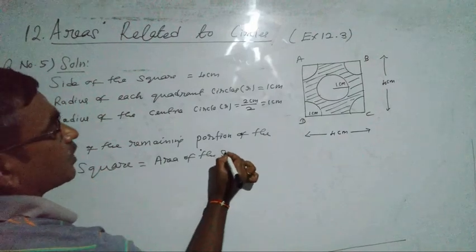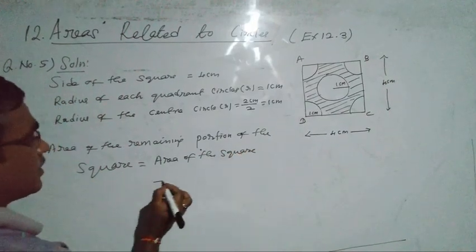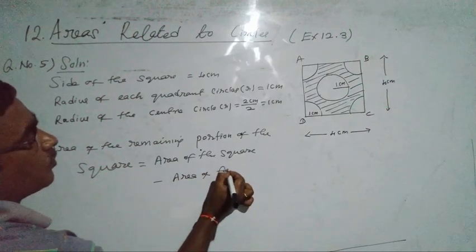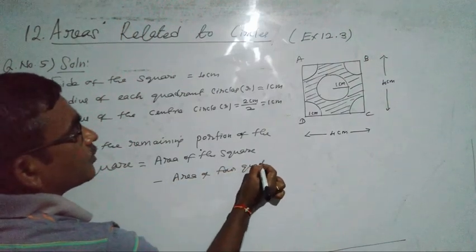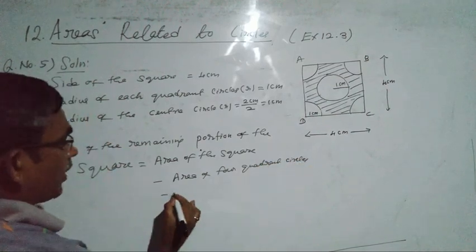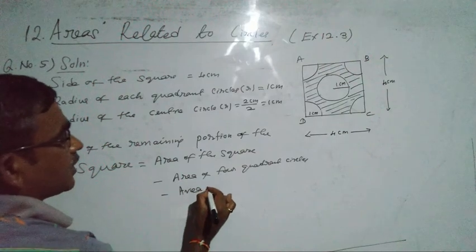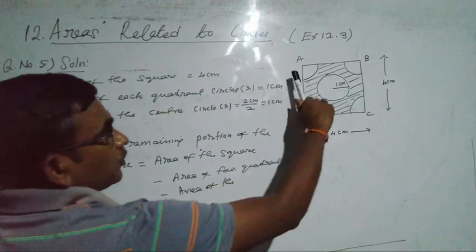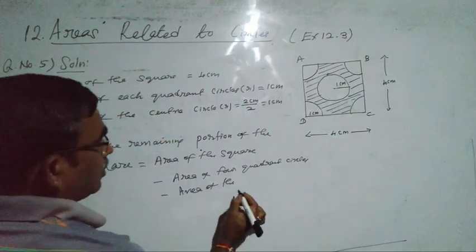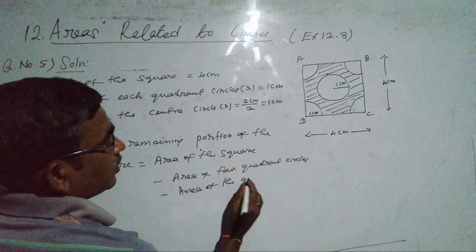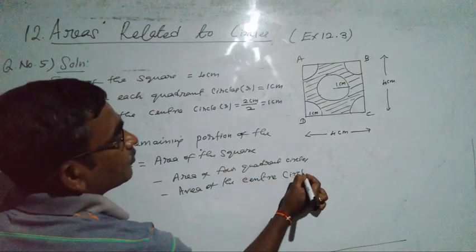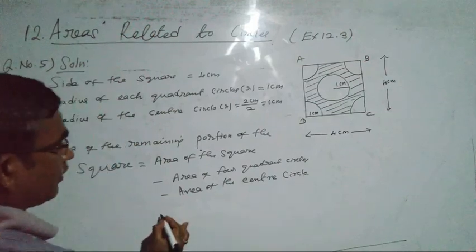So area of the square minus area of 4 quadrant circles minus area of the center circle. From the square, the 4 quadrants and the center circle are removed, right? So area of the center circle. Okay, now listen carefully.